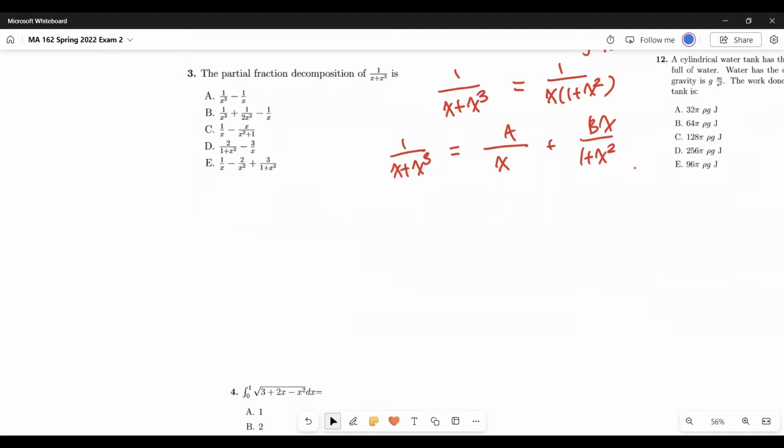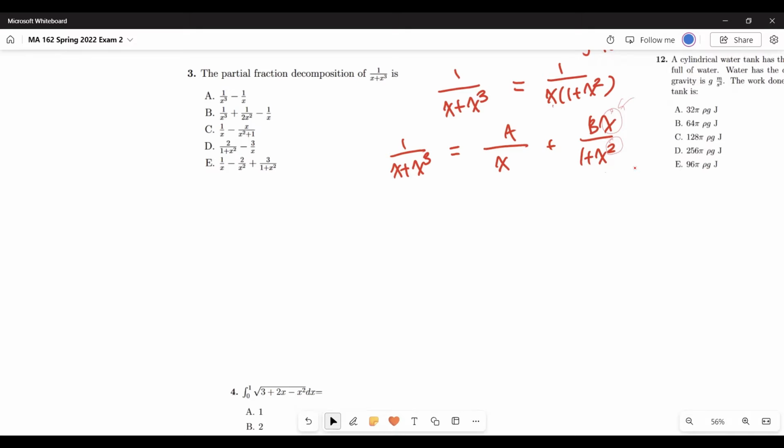The reason that we are trying to write it like this is because we want to find the partial fraction decomposition, and when you see two factors, then you can divide it. You can write some unknown number over x plus something over 1 plus x squared like this. And since it's a squared value, you have to have an x in the denominator. That's the important part in this question.